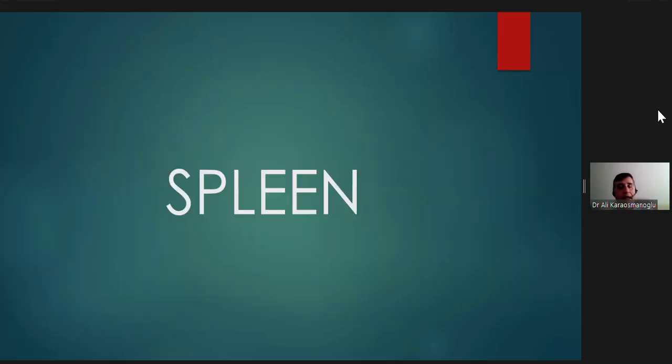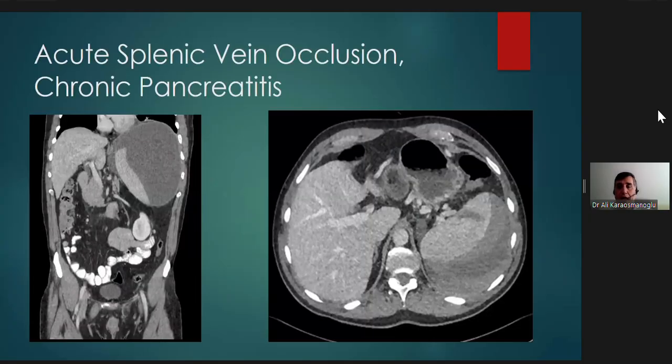So let's move on to the spleen. The spleen is the second largest solid organ in the abdomen, and it's a very common source of bleeding in trauma, right? It's the most common source in traumatic patients with intra-abdominal hemorrhages and bleeds.